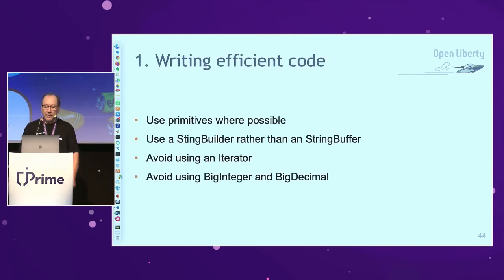Number one, writing efficient code. There's a lot of information out there, and these are the obvious ones, but we'll go through them. Use primitives where possible. Of course, we want to use lowercase int instead of uppercase Integer. We always want to use the stack instead of the heap, because BigInteger is just a wrapper class. Use a StringBuilder rather than a StringBuffer. StringBuilder uses a lot fewer resources, but it's not thread safe, so you still may need to use StringBuffer. Don't use iterators. This is kind of controversial, but there are some cases where you don't want to use them. They are resource heavy. Avoid using BigInteger and BigDecimal. This one's very obvious: you never want to use resources unless you absolutely need them.